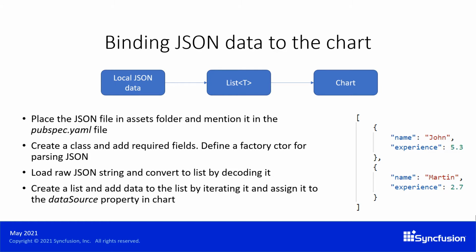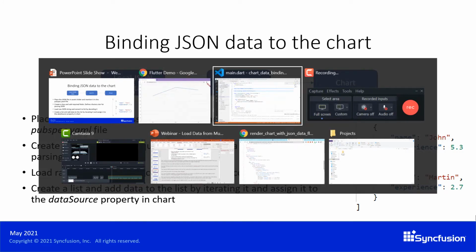Create another constructor for parsing the JSON. Then load raw JSON string and convert it to the list. Then create a list of class type and push data by iterating the decoded JSON. Let's try this practically in our example.